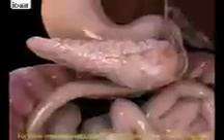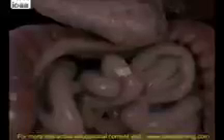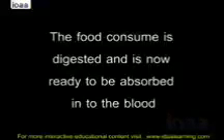After this is completed, the partially digested food reaches the lower part of the small intestine where intestinal juices act upon the food and complete digestion of any remaining components in food. The carbohydrates in the food break down into sugars like glucose, fats into fatty acids and glycerol, and proteins into amino acids. The food consumed is digested and is now ready to be absorbed into the blood.